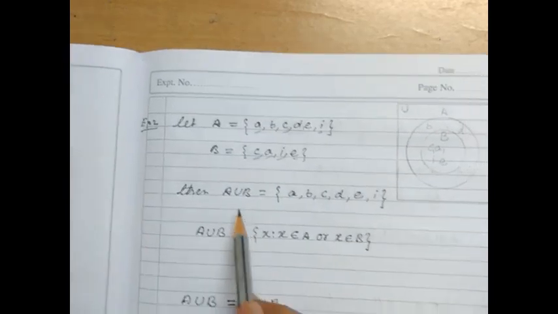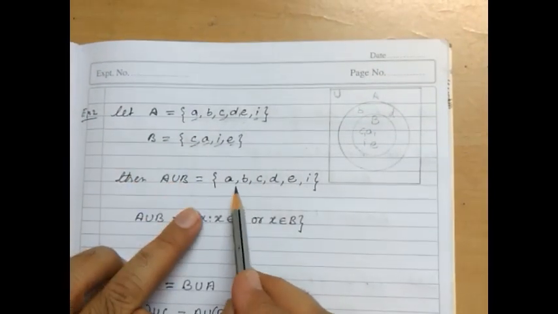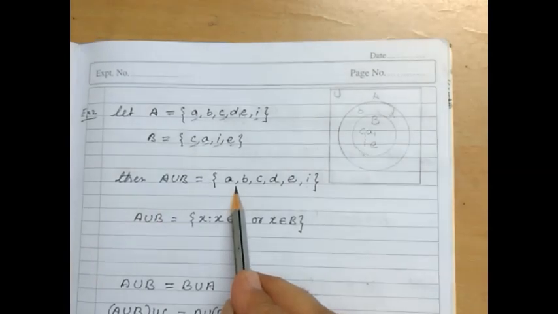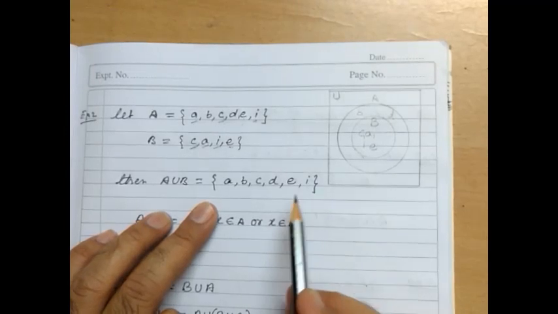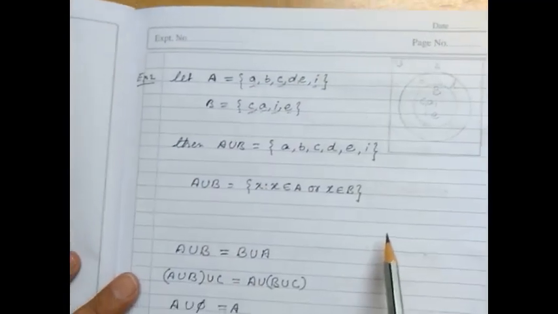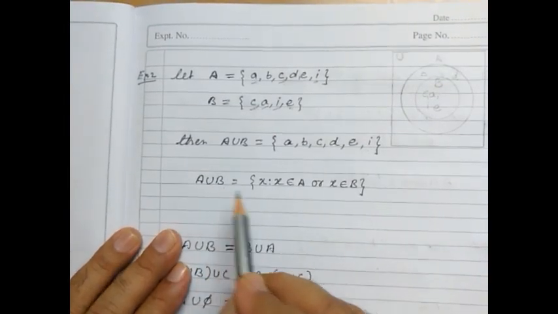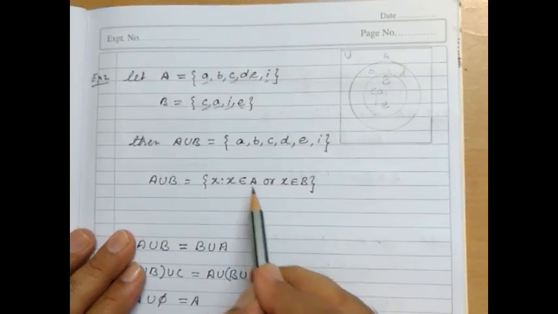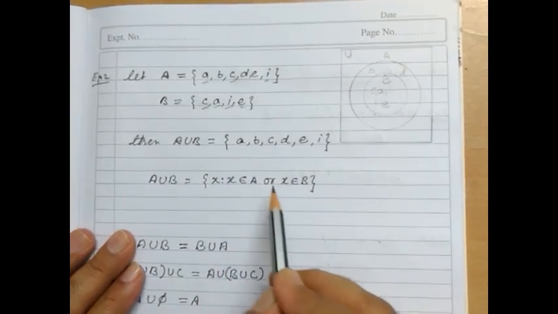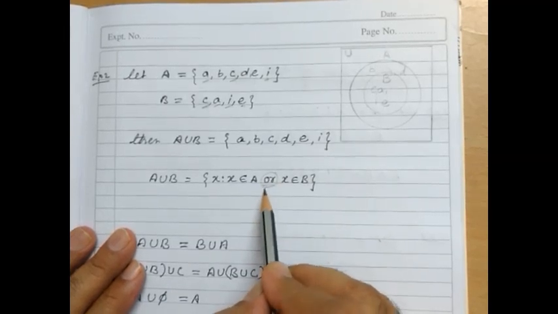Okay. When we are listing the elements of A union B, the common elements, as I have shown you in the previous example, will be written only one time. So symbolically, A union B is written as X such that X belongs to A or X belongs to B.